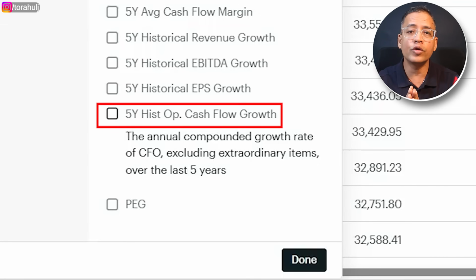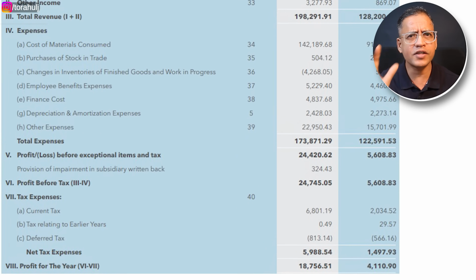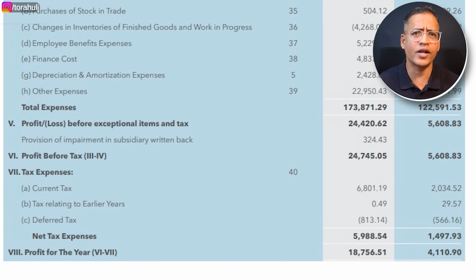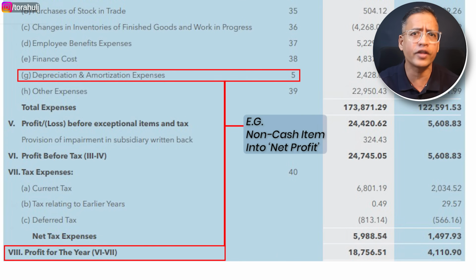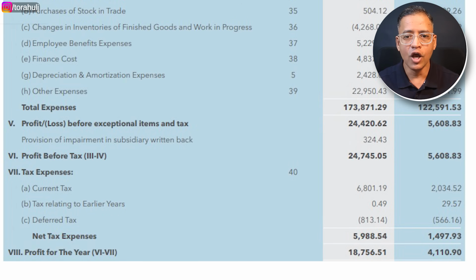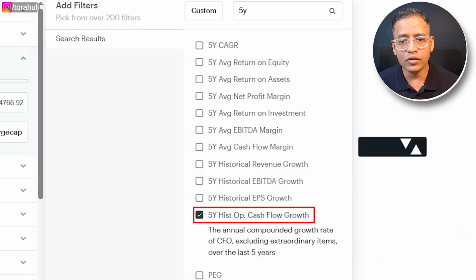But here it will tell you, out of that net profit, how much operational cash is being generated. Because net profit, please remember, has a lot of non-cash components, like depreciation is accounted for in the net profit. But operational cash is very different. It's all about cash there. So I'm going to click on that and look at those companies here.